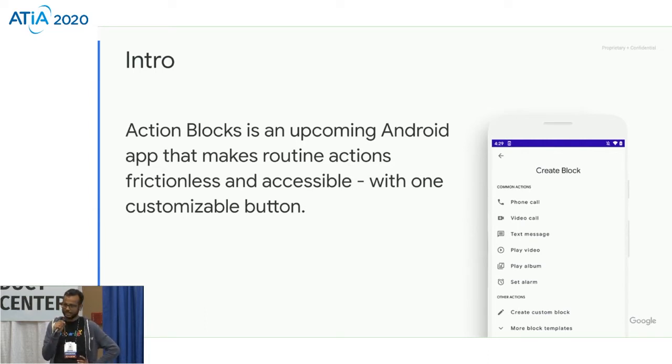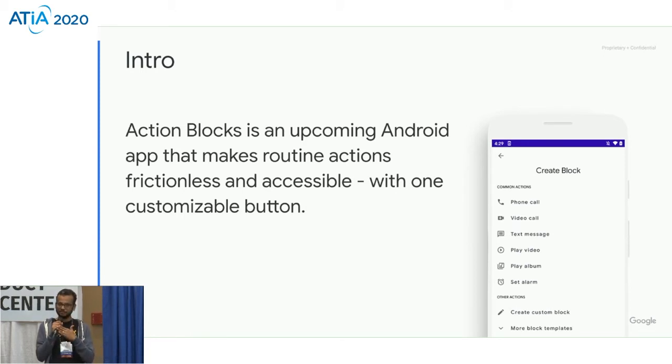So the idea is that with Action Blocks, you can configure these large home screen buttons that you can trigger assistant commands with. So anything that the Google Assistant can do, whether it's making phone calls, sending text messages, playing media, or home automation, you can configure these Action Blocks to do instead. And the advantage is that the user doesn't have to go through the user interface of these specific apps.